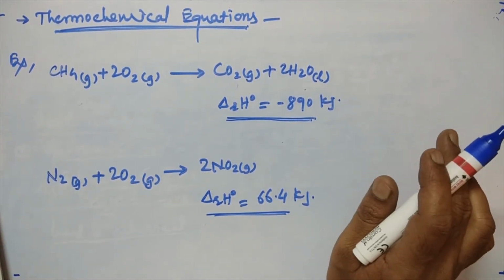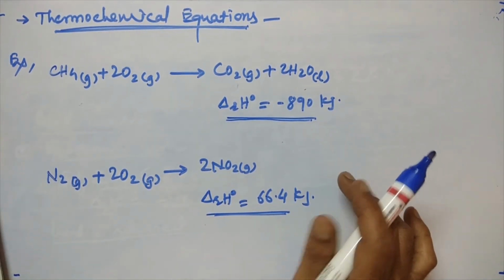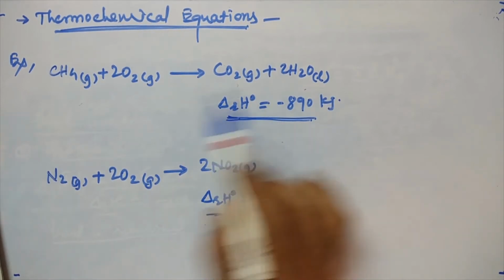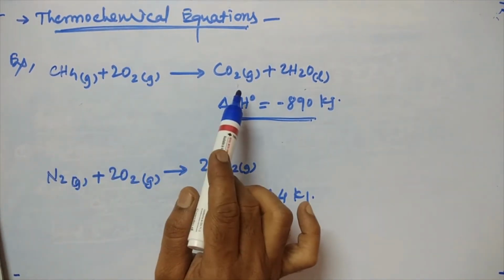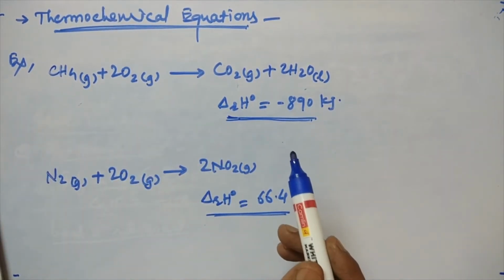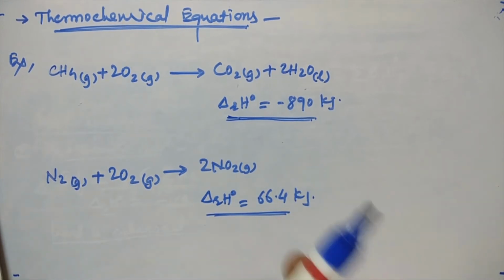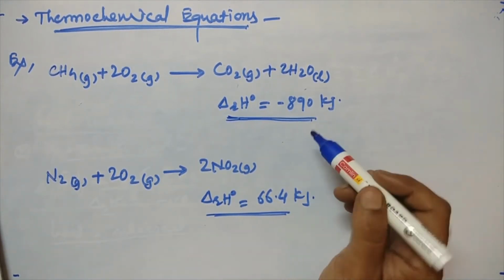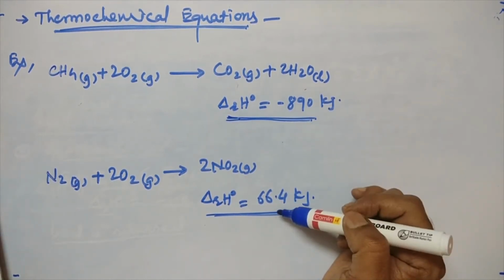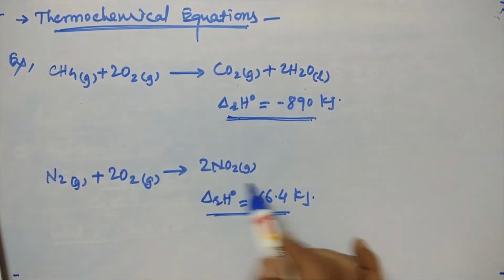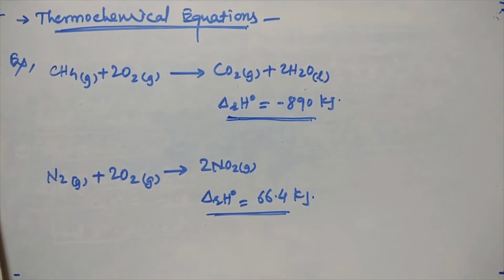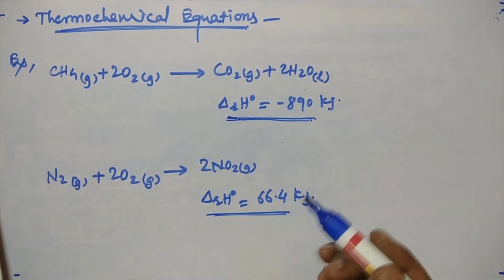These are the balanced chemical equations in which the enthalpy change and the physical state of the reactants and products and the number of moles of the reactants and products have been specified. Simply the enthalpy change, whether in case of exothermic or endothermic reaction, as well as the physical states of the reactants and products, and the number of moles in the balanced chemical equations are mentioned properly.